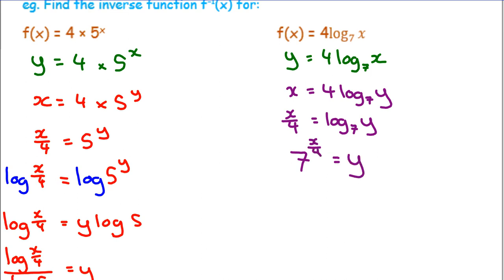Oh, that was really messy. Look at that. So then we have to change it into x to the negative 1? Yeah, and we're done. X over 4, yep. So turning it into exponential form was nice. So then we just go f minus 1 of x equals 7 to the power of x over 4. So that was nice and quick. It looked like it was going to be horrible.